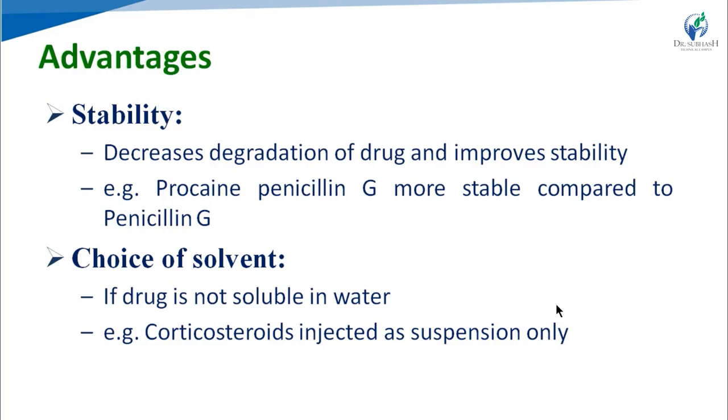For example, corticosteroids are injected as a suspension only. In case of corticosteroids, we need to prepare the suspension in water only. So that's why we have the corticosteroid injection product as a suspension. So in special cases where it is not possible to use any other solvent, in that condition it is highly required to convert them into a suspension. So in such a condition, suspension is advantageous.